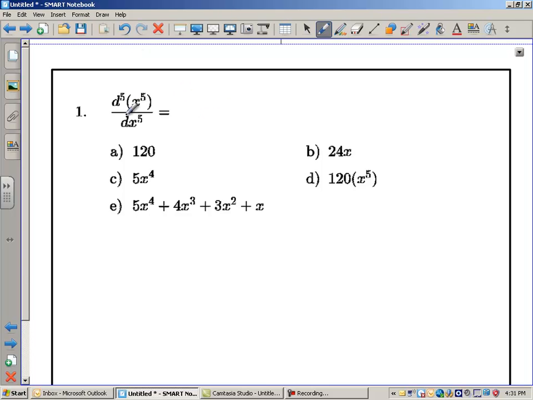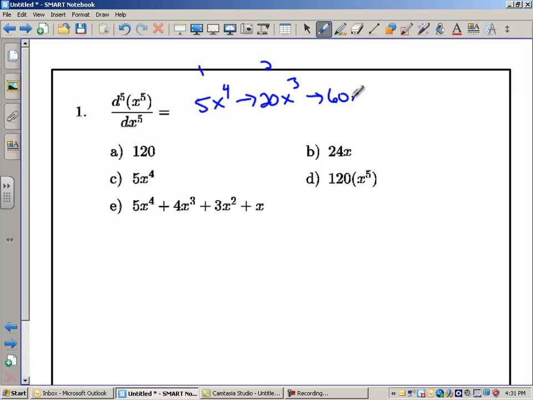So here I want the fifth derivative of x to the fifth. That means we're going to take the derivative 5 times. So let's just get after this. Here's the first derivative, 5x to the fourth. Then the second derivative, 20x cubed. Then the third derivative, 60x squared. And then the fourth derivative, 120x. And then the fifth derivative, 120.